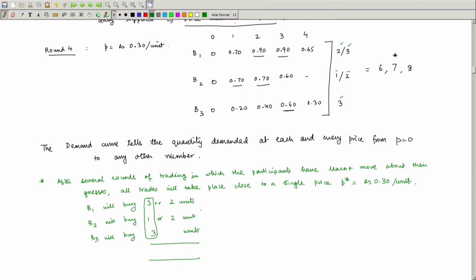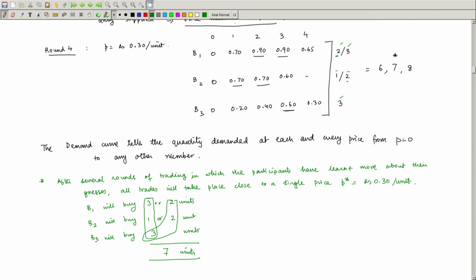If I take that combination 3, buyer 2 will buy 1 unit and buyer 3 will buy 3 units. So, 4 plus 3 is 7, or buyer 1 will buy 2 units, buyer 2 will buy 2 units. So, that is 4, and buyer 3 of course will buy 3 units. That combination also adds up to 7 units, right. So, this is the combination where, and this occurs only at a price of p star equal to 0.3.